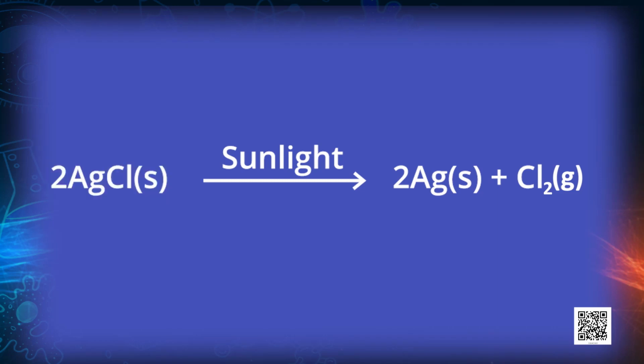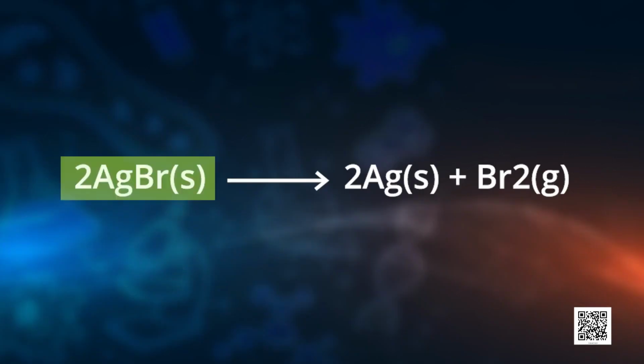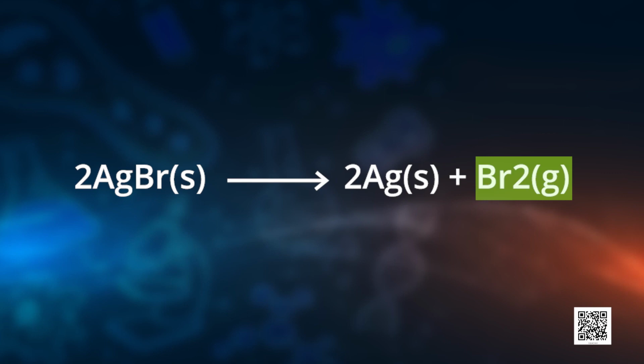It says 2AgCl in the presence of sunlight gives 2Ag and Cl2. Silver bromide also behaves in the same way. 2AgBr in the presence of sunlight gives 2Ag plus Br2. The above reactions are also used in black and white photography. And what form of energy is causing these decomposition reactions? Yes, these are decomposition by light.